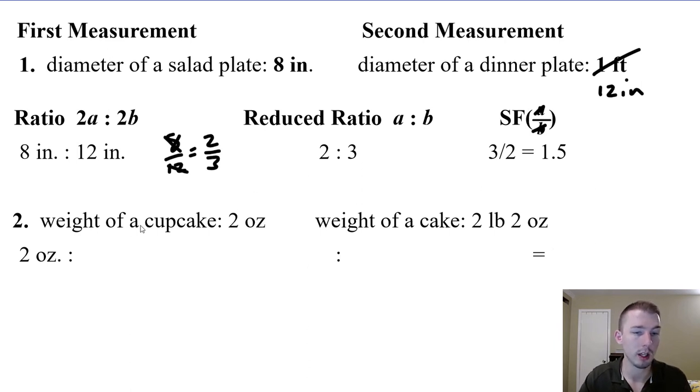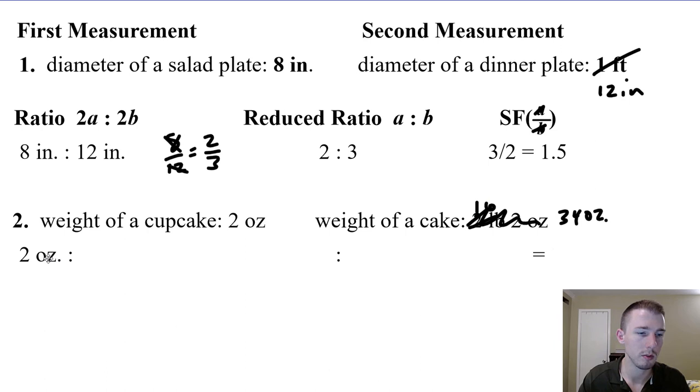All right, so the weight of a cupcake is 2 ounces. The weight of a cake is 2 pounds and 2 ounces. Well, on this one, you're going to have to know how many ounces are in a pound. It's actually 16. So 16 times 2 would be 32, plus 2 more would be 34 ounces. So kind of good to know that one. Some of you guys might know some of that better than others, but that's okay.